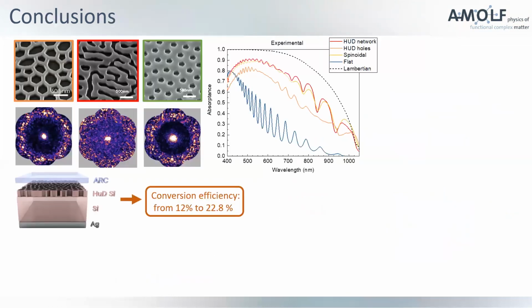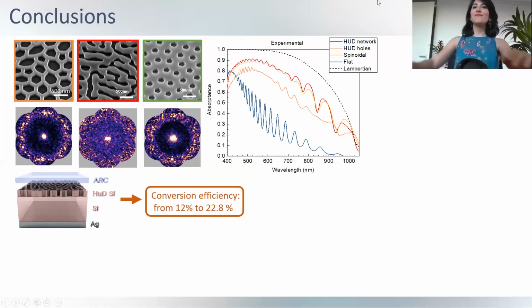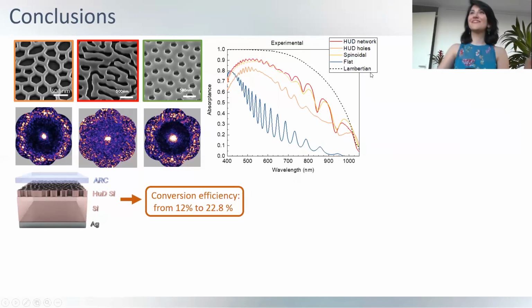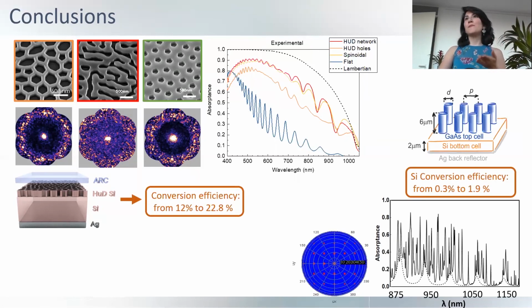With that, I would like to go to the conclusion of my talk. I hope I could convince you that by using hyperuniform designs, we can have really good ultra-thin silicon solar cells. And this concept can be used both for single junction solar cells and for tandem solar cells.